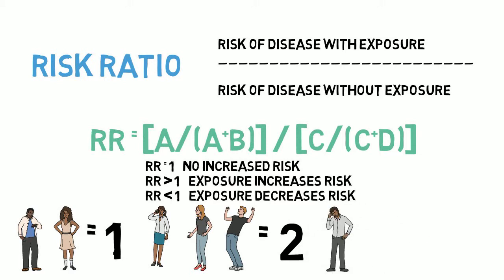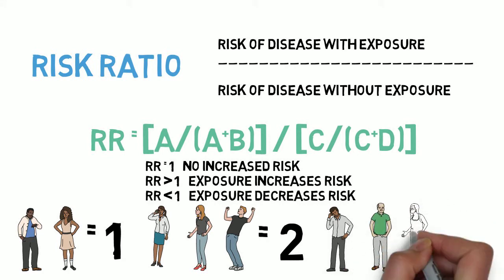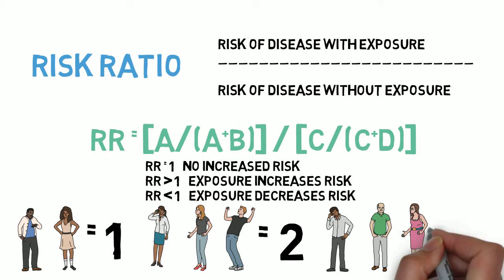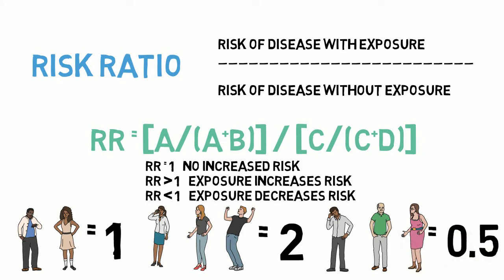Finally, suppose that 10% of females get Alzheimer's, while 20% of males get Alzheimer's. In this case, the risk ratio would be 0.5, and therefore females would be half as likely, or have 50% less chance of getting Alzheimer's than males. Now let's try a few more detailed examples.